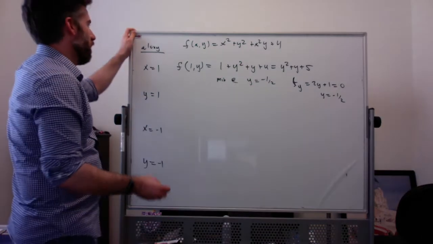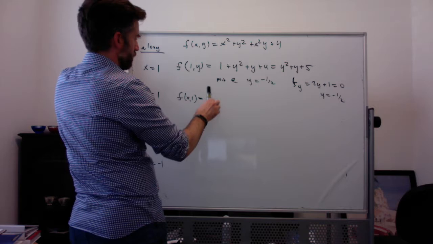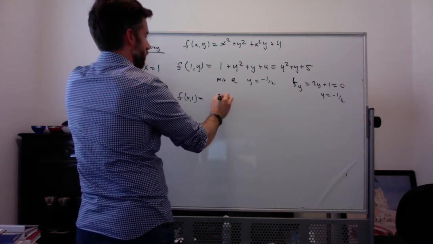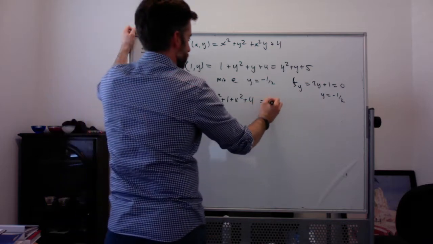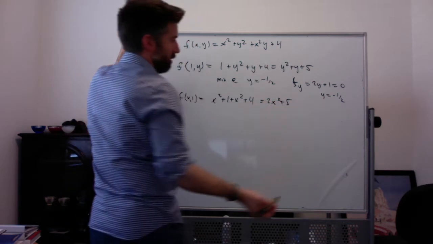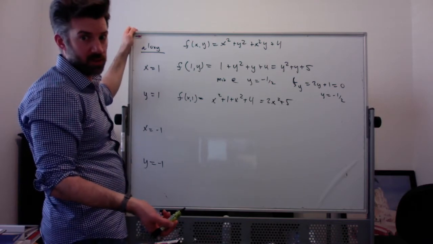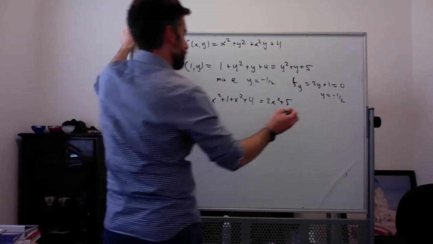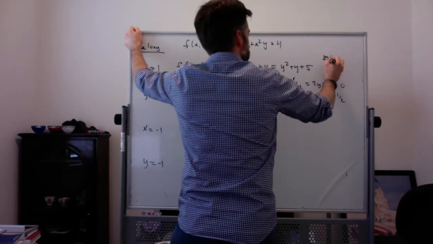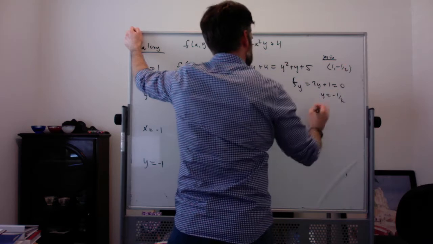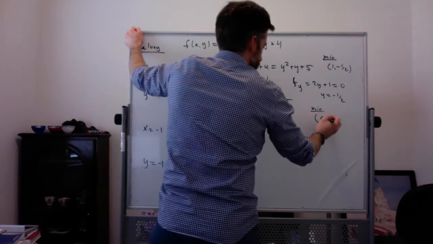For y equal to 1, you get f of x comma 1 equal to, let's see, x squared plus 1 plus x squared plus 4. That's going to be 2x squared plus 5. That's also an upward opening parabola. It's going to have a minimum at x equal to 0. So here we're getting a min at 1 comma -1/2. Here we're getting a minimum where x is 0, y is 1.